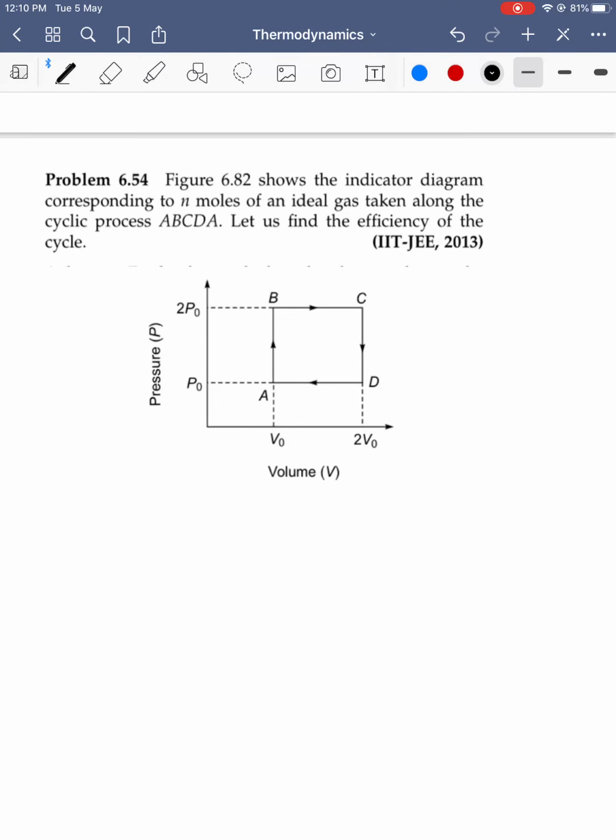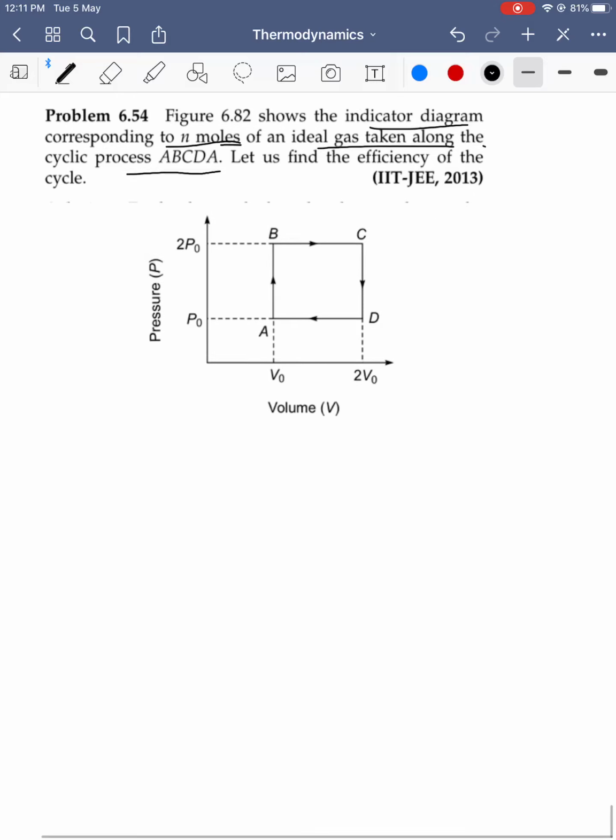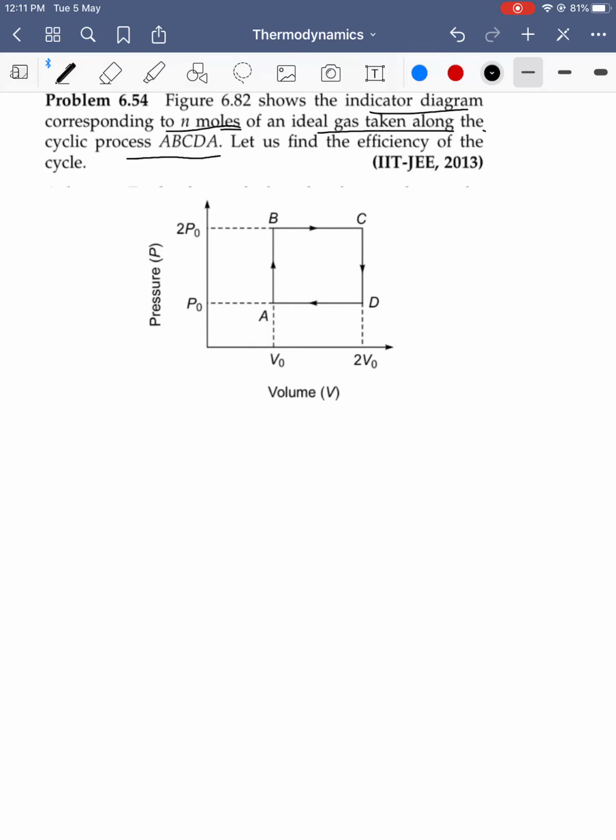Let's see this part. The diagram indicates a process for n moles of ideal gas. So the ideal gas is a monoatomic gas. n mole of ideal gas is taken along the cyclic process. If they didn't give anything about the gas, monoatomic or diatomic, keep it as monoatomic. So what is the efficiency he is asking? Efficiency, let's go from AB.